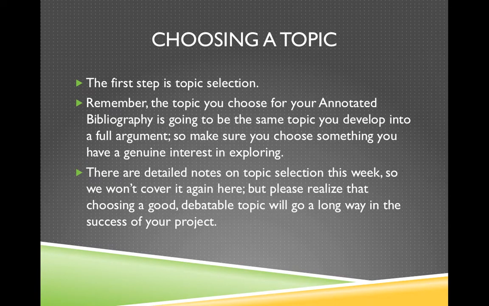So the first step, obviously, is choosing a topic. Remember, the topic you choose for your annotated bibliography is going to be the same topic that you develop into a full argument, first through your argument outline and then through the argument itself. So make sure you choose something that you have a genuine interest in exploring and also a topic that lends itself to argumentation. There are detailed notes on topic selection this week where I've given you several topics to consider and also some to stay away from.